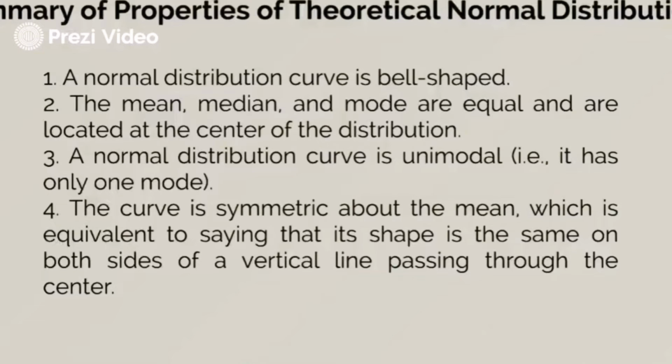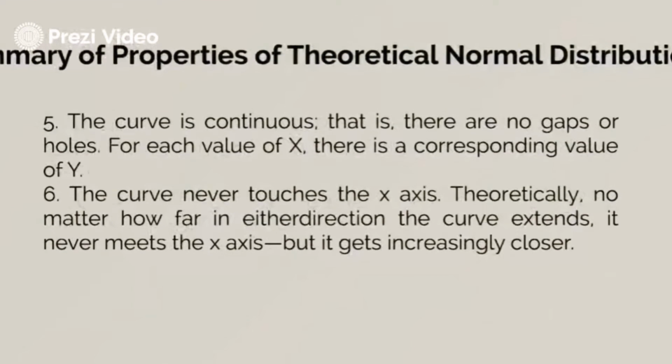So next, number 4, the curve is symmetric about the mean, which is equivalent to saying that its shape is the same on both sides of a vertical line passing through the center. So it is mirroring the left and the right. Number 5, the curve is continuous. That is, there are no gaps or holes. For each value of x, there is a corresponding value of y.